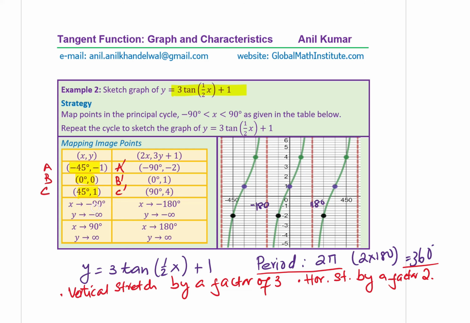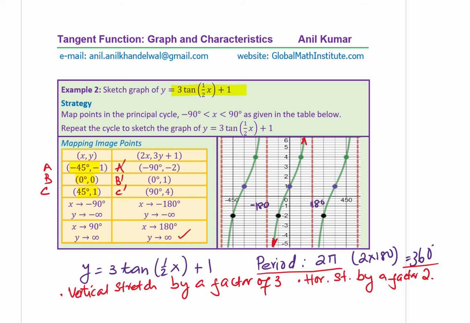Now let's talk about the vertical asymptotes. As x approaches minus 90 degrees, the graph of tangent x approaches minus infinity. In this particular case, when x approaches twice minus 90, which is minus 180, it approaches minus infinity as being shown here, right? On the other side, when x approaches 180 degrees, y approaches positive infinity. As you can clearly see, the period has doubled, right? It is now 360 degrees. Perfect. So that is how we get that.